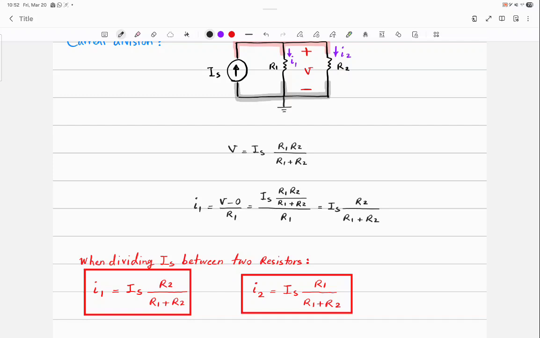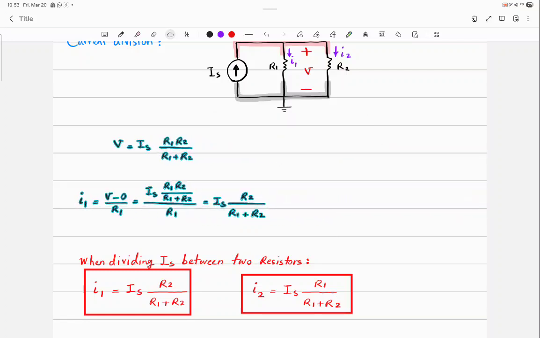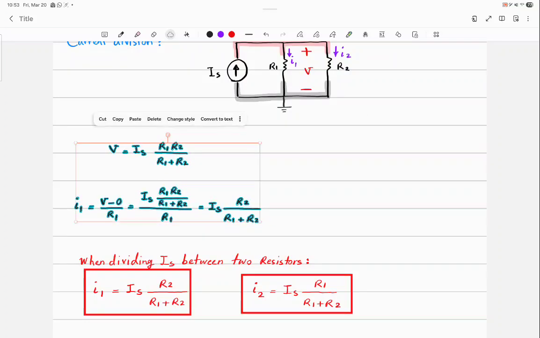In fact, instead of these two equations, I have another set of equations that is equivalent to them. I'm going to write them here, but I prefer these ones. These are much easier. This is the equation for current division, and I'm going to write it.